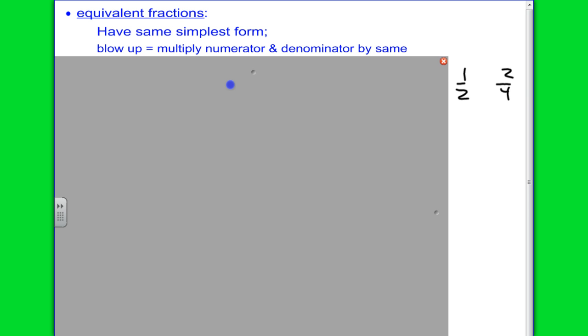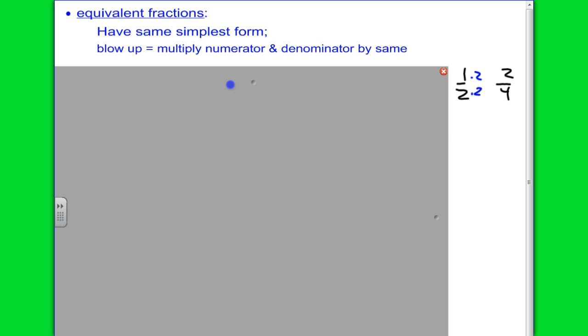Sometimes we could blow a smaller fraction up to prove the same thing. So I like to say blow up. It's kind of fun that we blow things up in math, right? This example, 1/2 and 2/4, instead of changing the 2/4 into its simplest form, could we blow up the 1/2? Yes. What factor would we multiply the numerator and denominator by over here to get to 2/4, everyone? 2, right? If we multiplied the top and bottom by 2, we end up with 2/4, which equals 2/4.